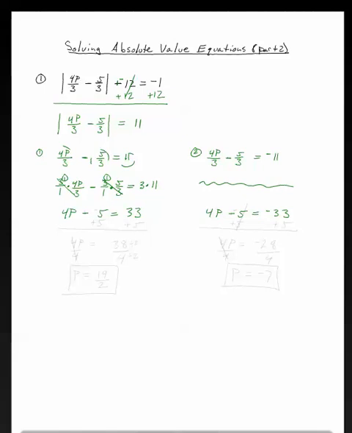So now I'm back to the first equation, and I change my subtraction to addition of the opposite sign. To get rid of the 5, I have to add 5 to both sides. That gives me 4p equals 38. And now I need to divide both sides by 4. 4 divided by 4 is 1, so it cancels, and I've got p equals 38 over 4, and I need to reduce that. I can reduce that by dividing the numerator and denominator by 2, and that's going to give me 19 over 2.